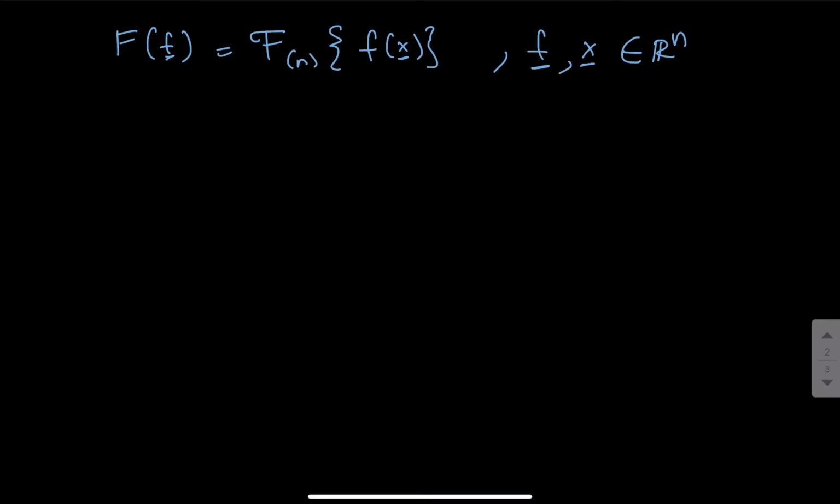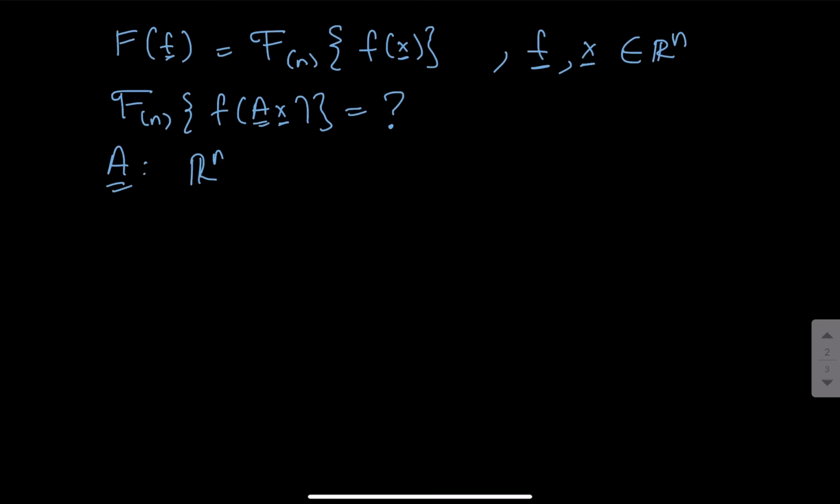Let F of f be the n-dimensional Fourier transform of f of x, where f and x are n-dimensional vectors. We are looking for the n-dimensional Fourier transform of f of Ax, where A is a matrix from R^n to R^n. So it's a linear coordinate transformation from here to here.